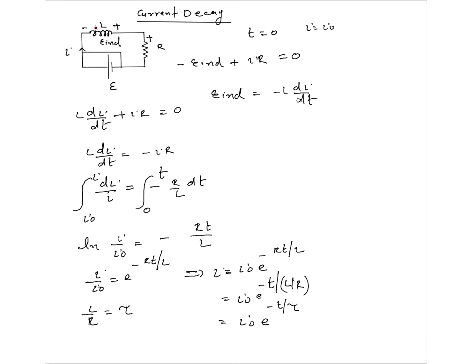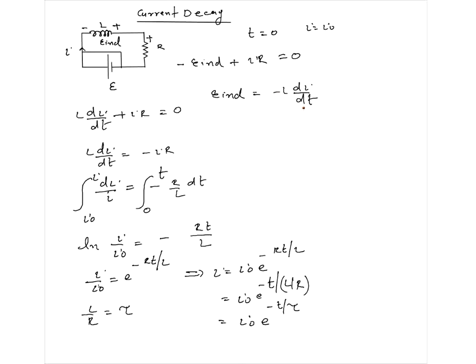Both approaches are fine. Now, whichever way you want to do. If you want to do it the mathematical way, then you will say that if you walk from here, minus terminal comes, so minus EIND, then plus comes, so plus IR equal to 0.